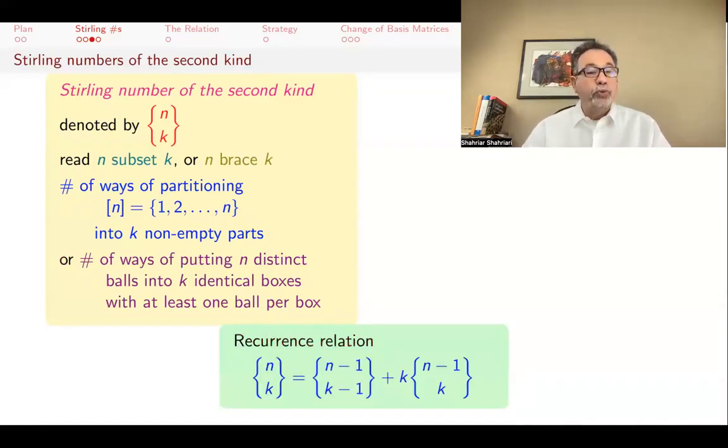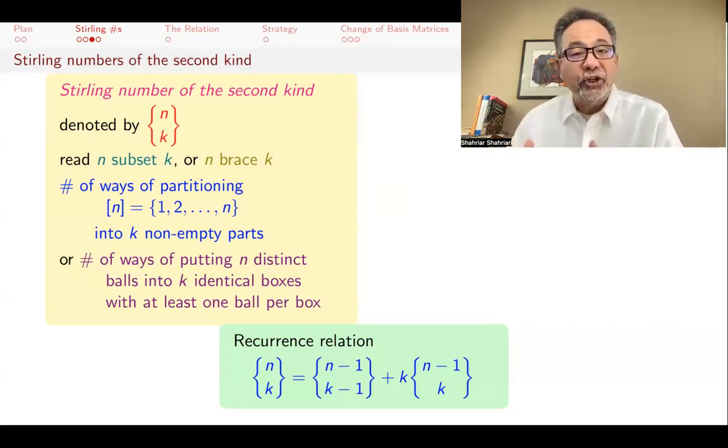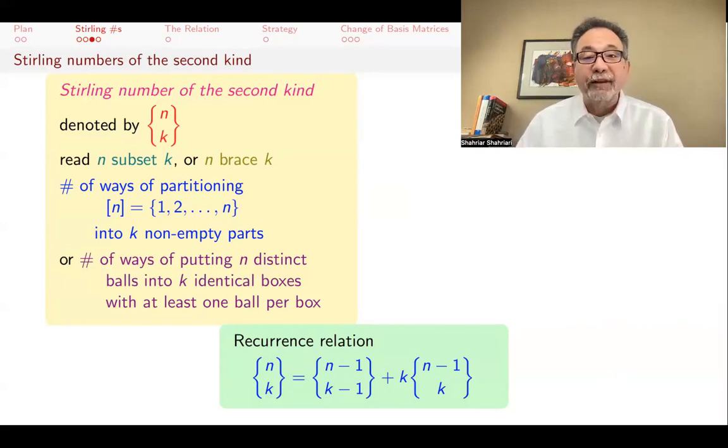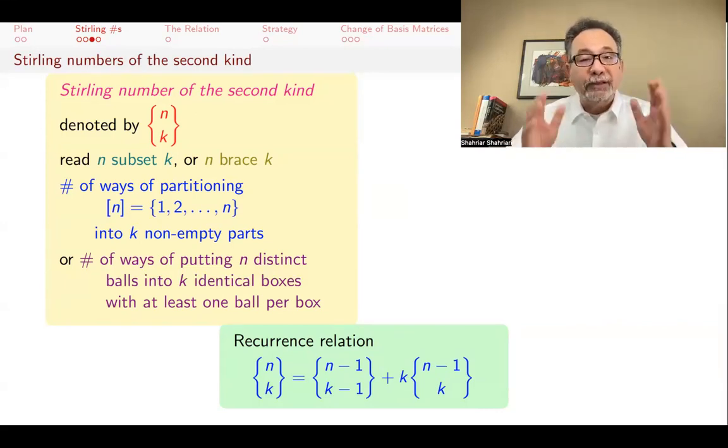And you also find that by thinking of what to do with the last thing that you want to place in a pile. n brace k is n minus 1 brace k minus 1 plus k times n minus 1 brace k. Watch my video on Stirling numbers of the second kind to see a proof of that if you can't think of it on your own. But the best thing to do is stop the video and try to come up with that recurrence relation yourself. You can do it.